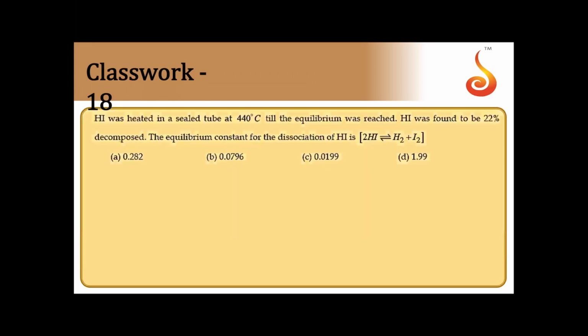Let us write the equation given to us, that is 2HI giving rise to H2 plus I2. Initial moles are not given, so let us take it as 1 initially because nothing is given there. At equilibrium, here 22% of HI was found to dissociate. So 22% of 1 will be 0.22.